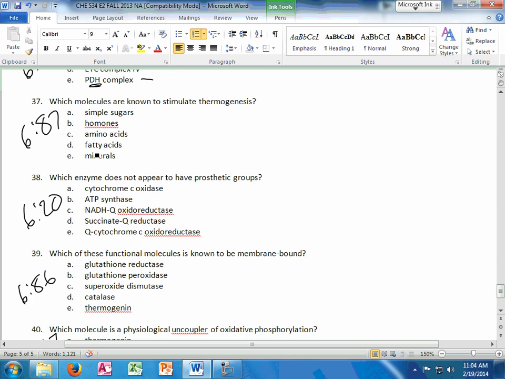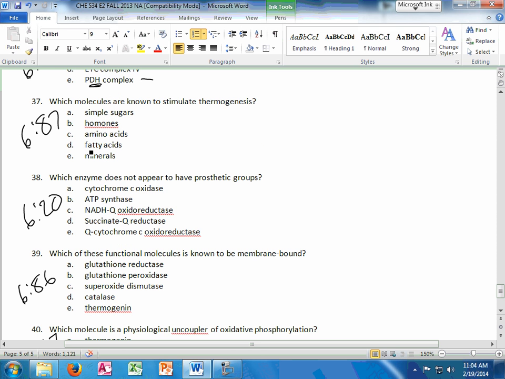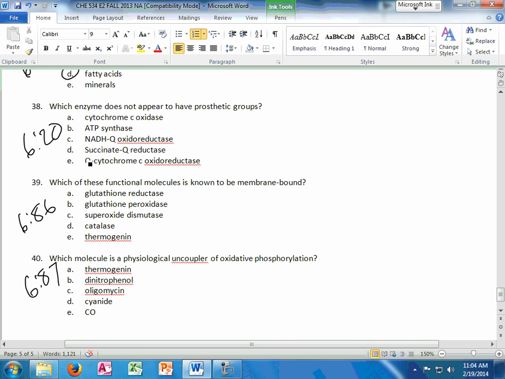Alright, so 3 out of the last 4 have to do with thermogenesis. So make sure to review slides 86 and 87. Which molecule is known to stimulate thermogenesis? It's the fatty acids. I'm going to come back to 38, which is membrane-bound thermogenin. Remember, that's UCP1. It's the same thing.